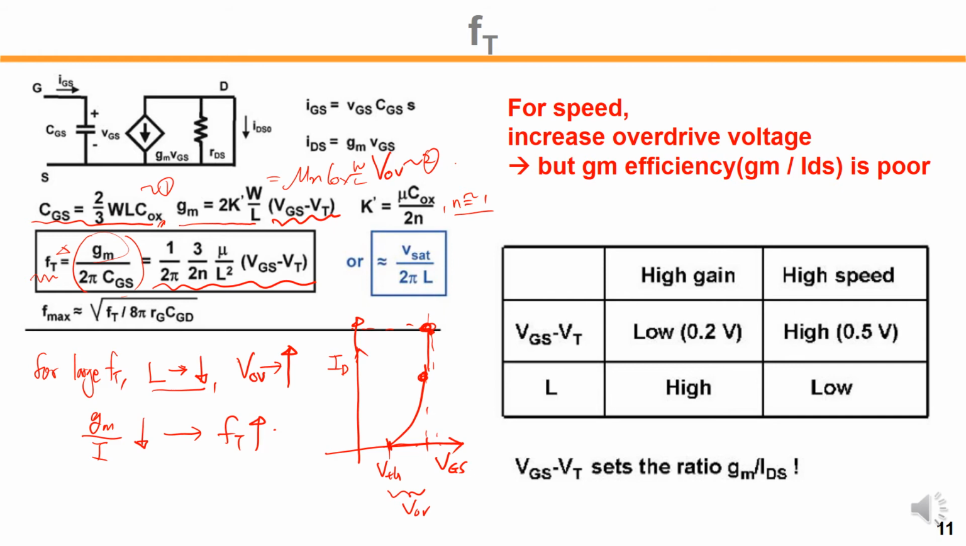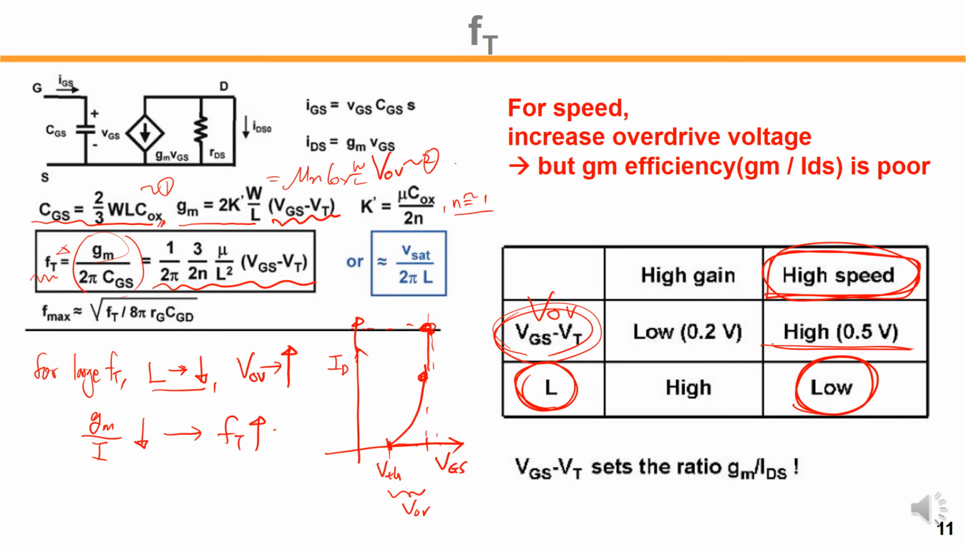So there's just some trade-off between large overdrive versus low overdrive. For large overdrive voltage, we can get the large gm, meaning the higher fT. So we bias the transistor at high overdrive voltage if you care about high speed. You want to apply the larger overdrive. And also channel length, we want that to be smaller, small channel length for high speed.